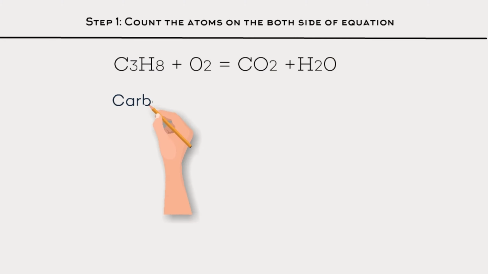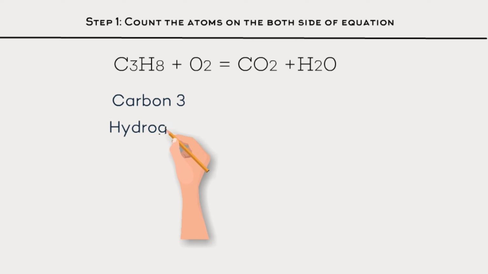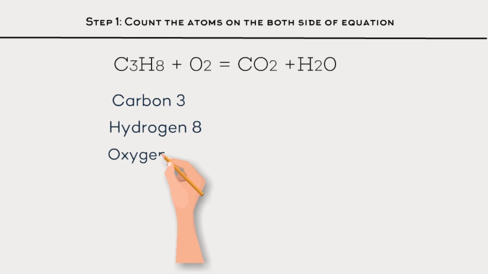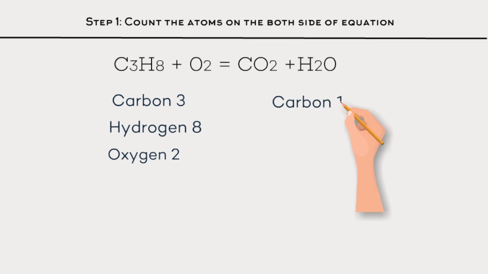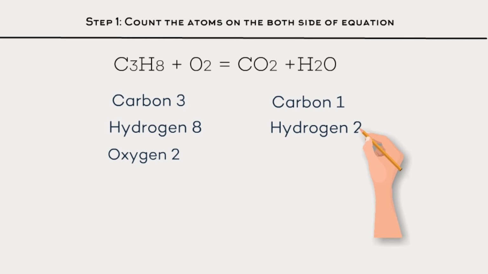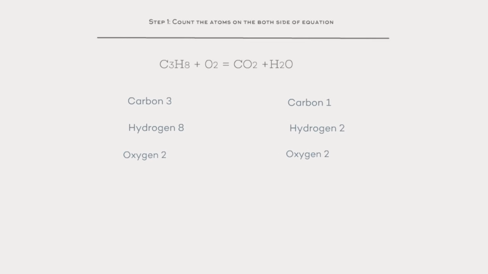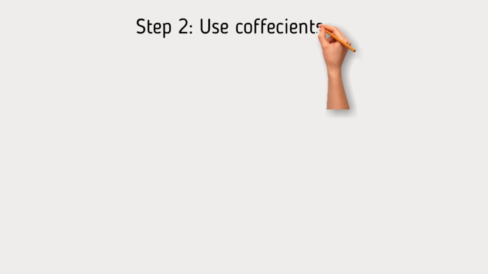In our example, we have 3 carbon atoms, 8 hydrogen atoms, and 2 oxygen atoms on the left side. On the right side, we have 1 carbon atom, 2 oxygen atoms, and 2 hydrogen atoms. Step 2. Use coefficients to balance the elements.